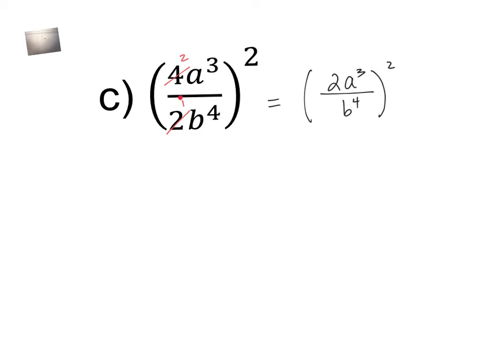I didn't write this 1 here just because 1 times b to the 4 is just b to the 4. So I've reduced the 4 and the 2, and now I just have the 2 on the top. And I can't combine a with b, so I'm not going to.